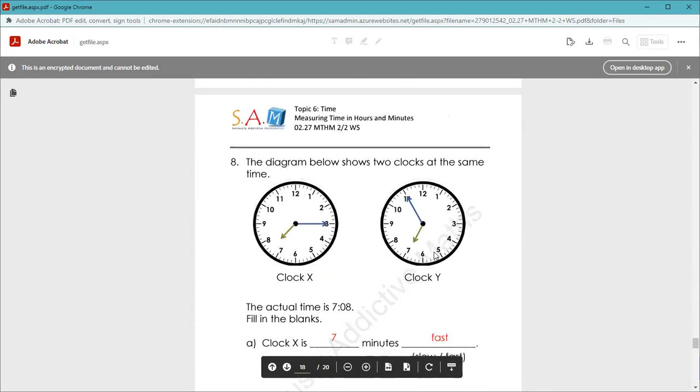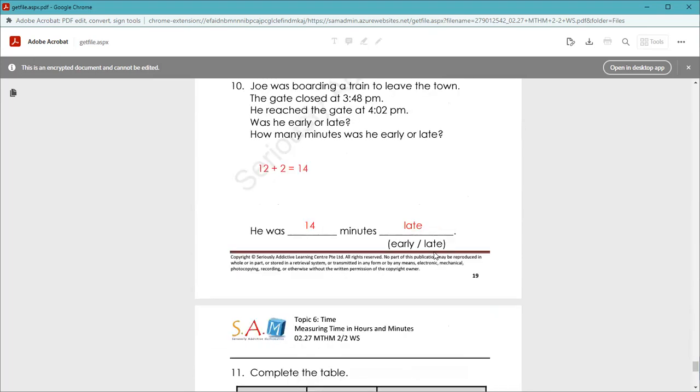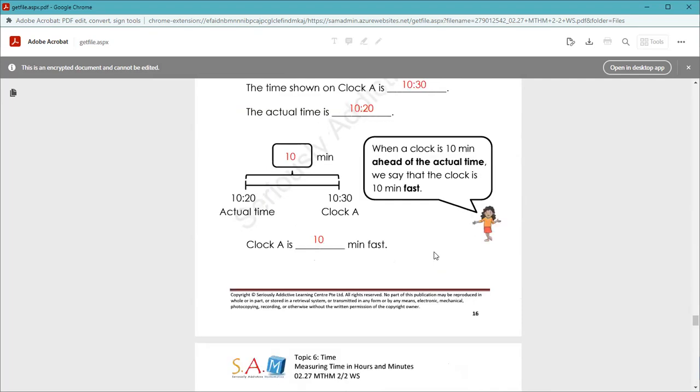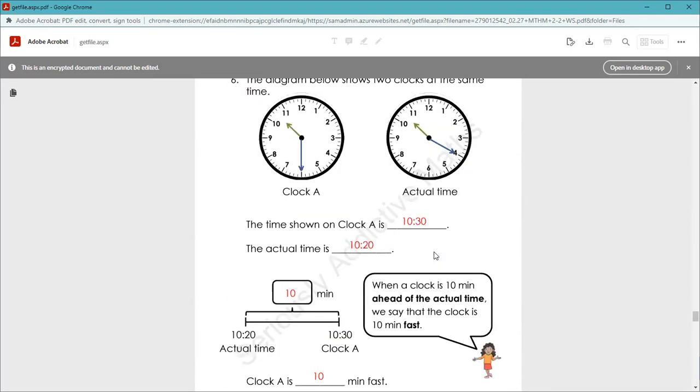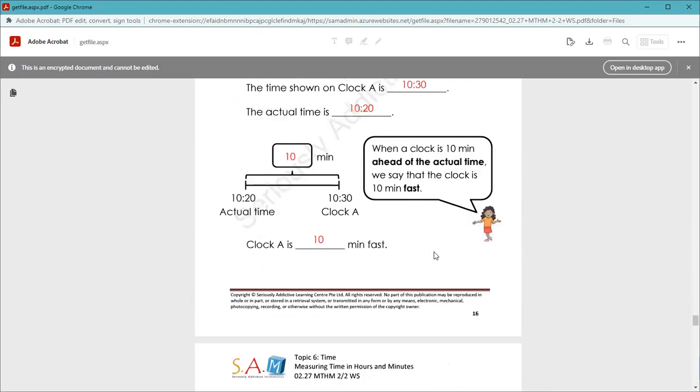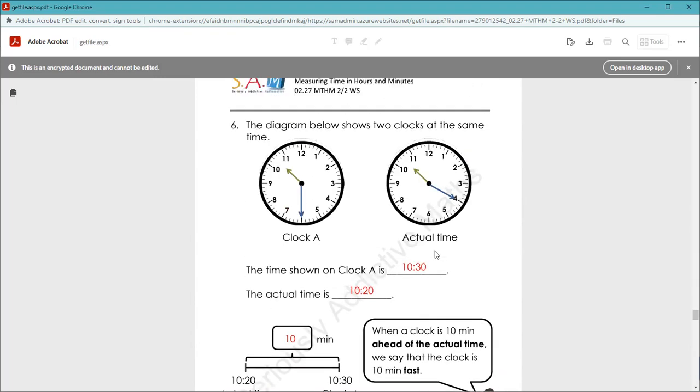Now, there are some questions below that are a bit different, so I would suggest that you do 1 or 2 with them, and that is the fast and slow questions. How many minutes fast? There are 2 clocks here. One shows the actual time, one shows clock A. Clock A is 10:30, actual time is 10:20. So you ask them, which clock is wrong?